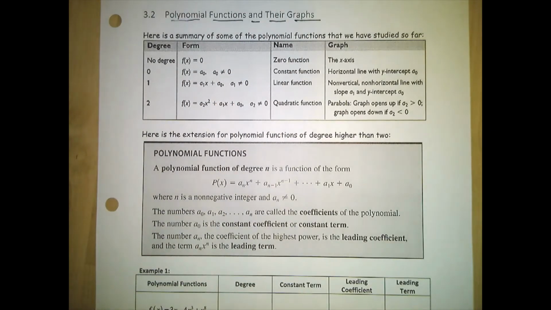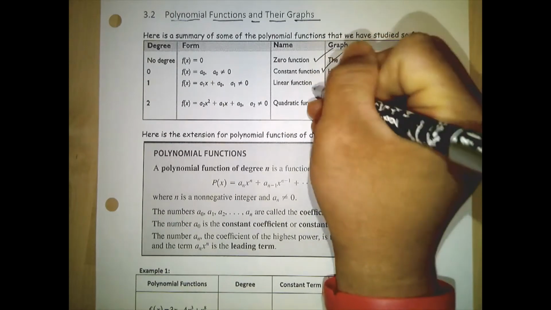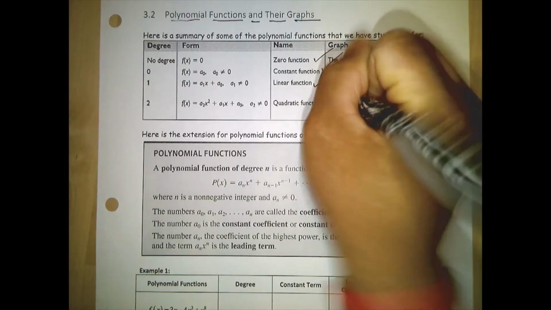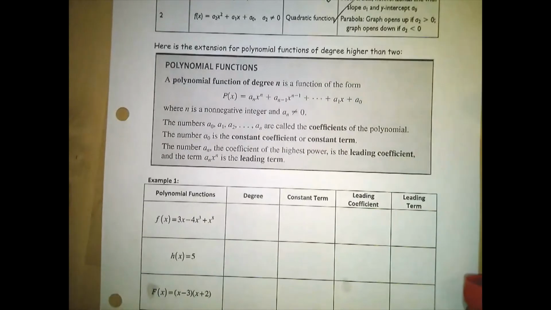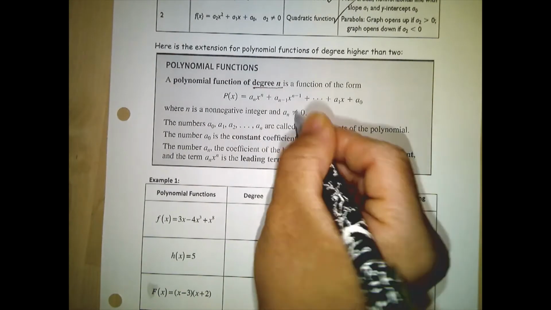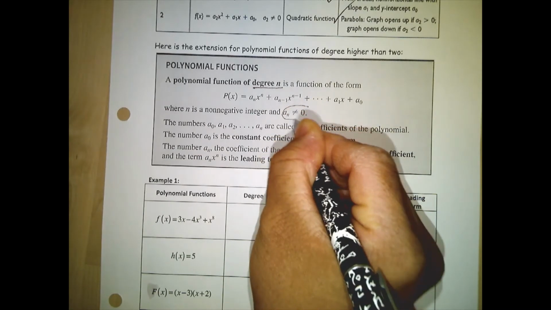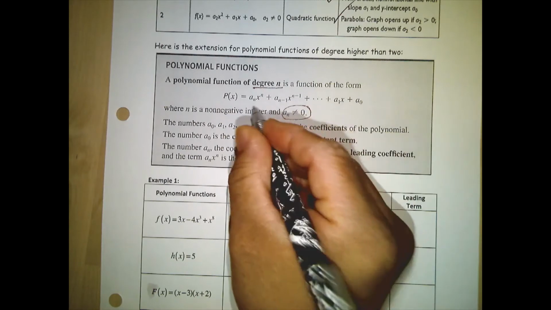So here's a summary of some of the polynomial functions that we've studied so far: the zero function, constant function, linear function, and quadratic function. And I mentioned before that we could extend this to degree n and just make sure that the highest degree term does not have a coefficient that is 0.